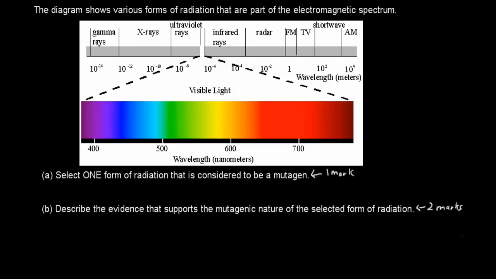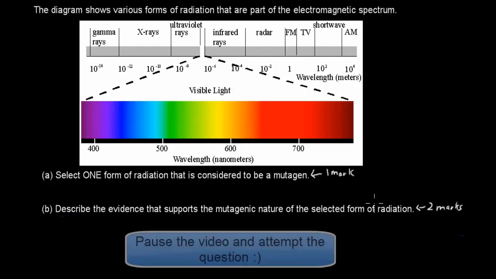So the question itself says, the diagram shows various forms of radiation that are part of the electromagnetic spectrum. A. Select one form of radiation that is considered to be a mutagen, for 1 mark. B. Describe the evidence that supports the mutagenic nature of the selected form of radiation. That's worth 2 marks. So when you're ready, pause the video. Here it says gamma rays, X-rays, ultraviolet rays, infrared, radar, FM, TV, shortwaves, AM, and this is just the visible light spectrum. But that's not too important. When you're ready, pause the video and attempt the question.